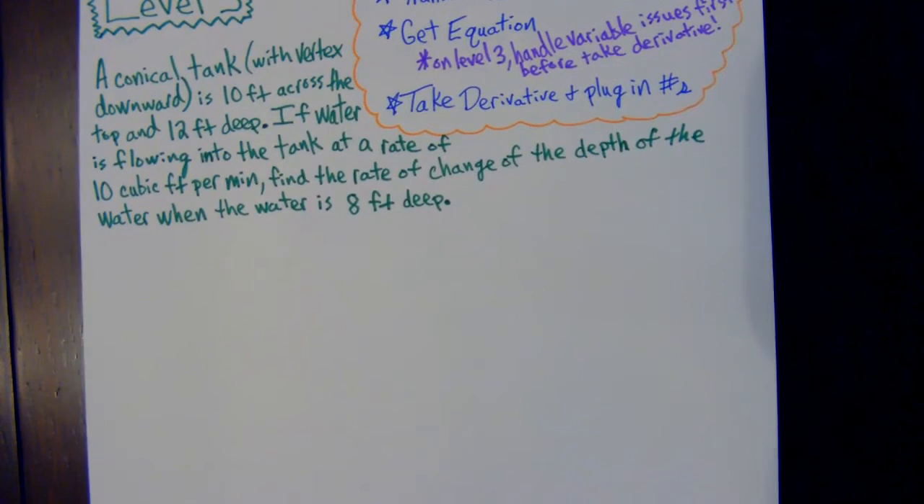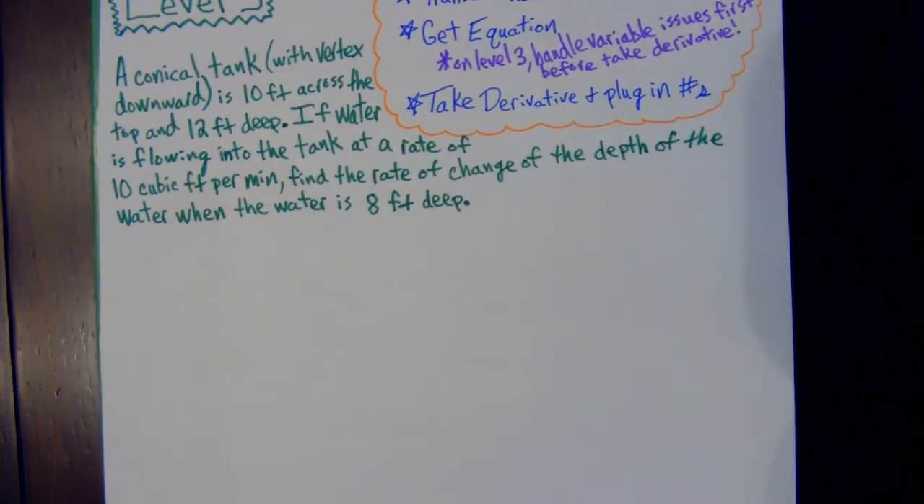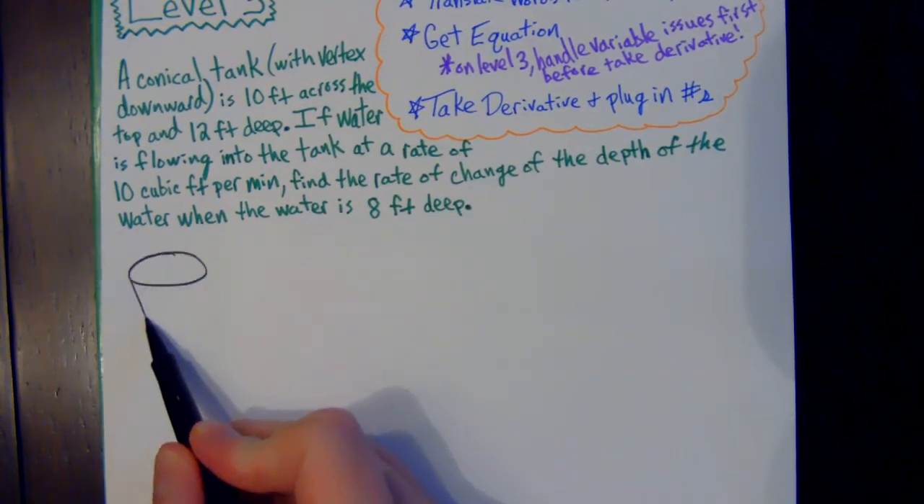Conical tank, vertex down, 10 feet across the top, 12 feet deep. So they're giving us dimensions of the tank. So I'm going to go ahead and draw myself a picture. Conical tank, vertex down.